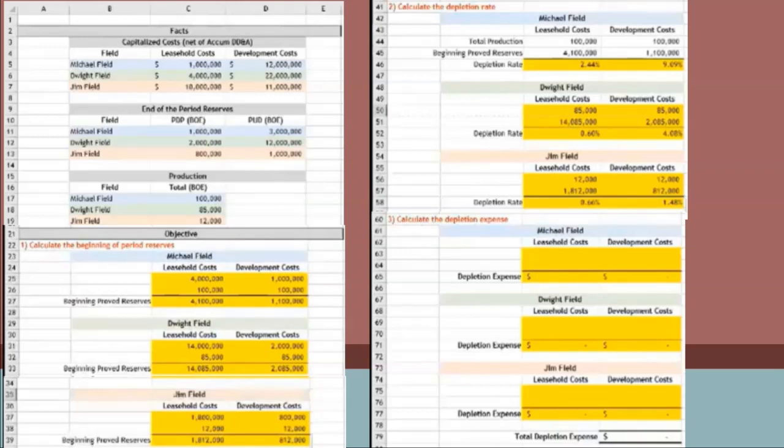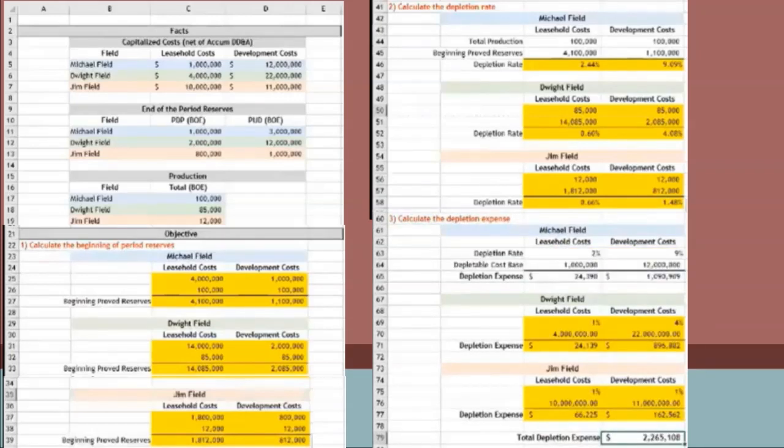Now let's do the actual depletion expense. What we're going to do for that is take that depletion rate that we just calculated above, and multiply it by our cost basis. These are the actual capitalized costs. So if we go back up to the top, our actual cost basis is this capitalized cost category up here. So try to memorize those numbers for a second. We'll just go through it down here.